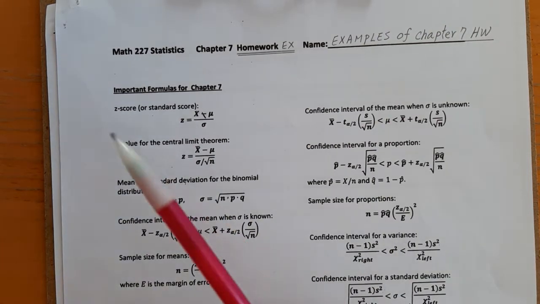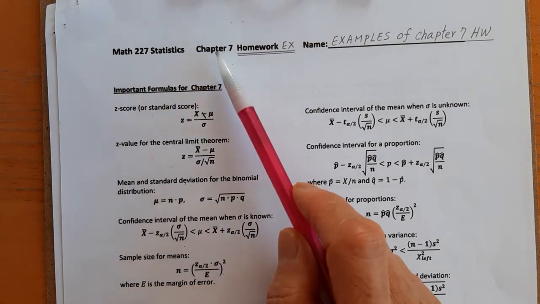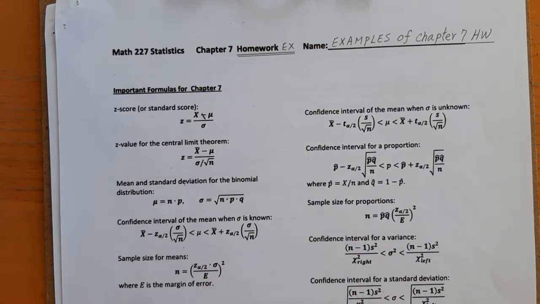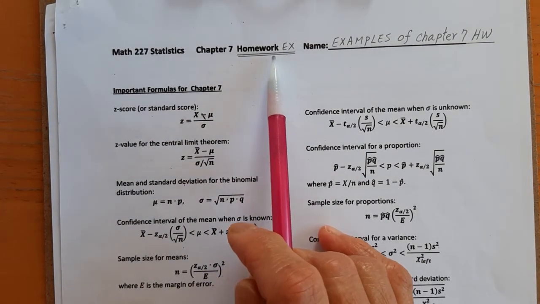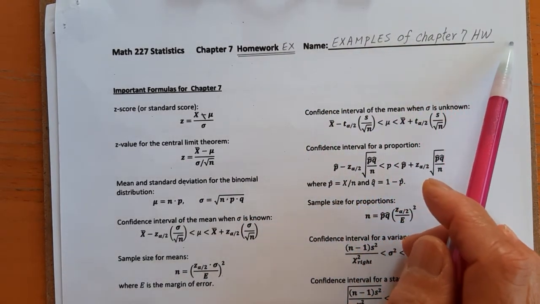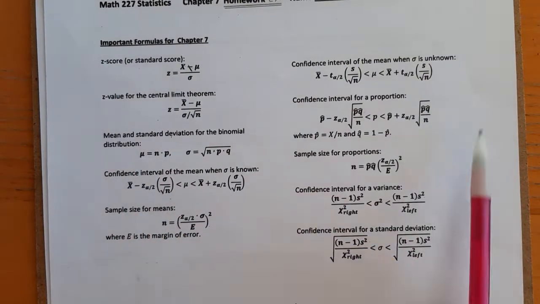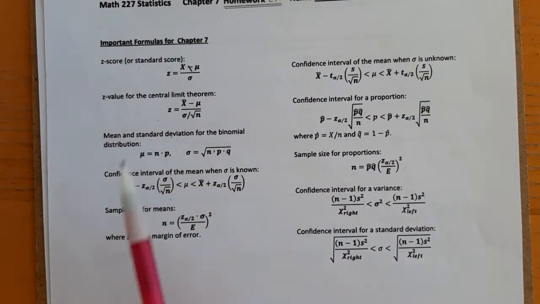Today, Mathematics 227 Statistics. We learn Chapter 7, the confidence interval. We talk about homework questions, examples of Chapter 7 homework. So this is the formula we are going to use, we are going to cover in Chapter 7.